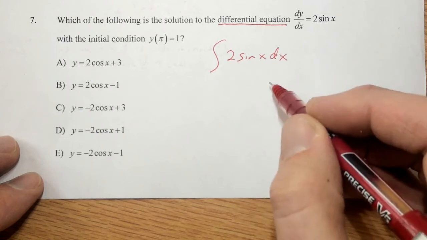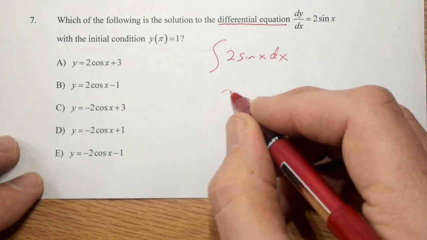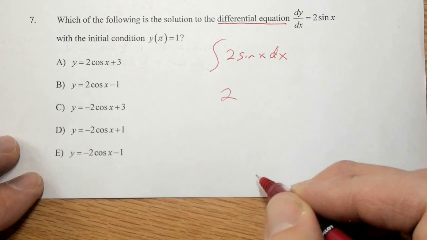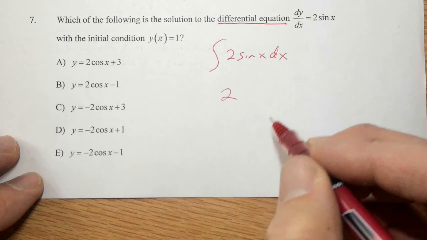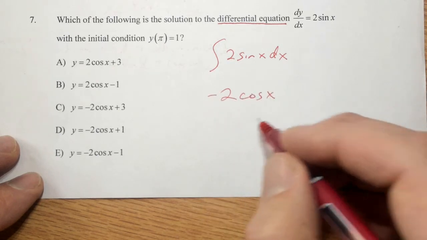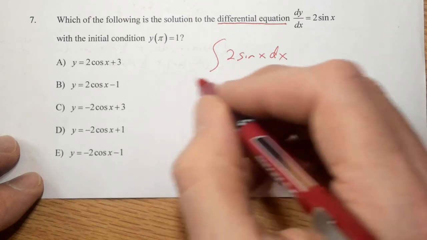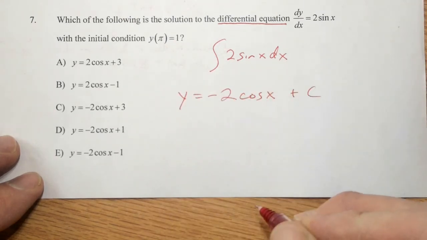Alright, in doing so, we are looking at, okay, well, 2 is a coefficient, so that's going to be a part of our regular function, and then sine x. Alright, well, sine antiderives to negative cosine x, so we're going to have negative 2 cosine x plus c. This is our y function. Alright, but we need to figure out what c is equal to.